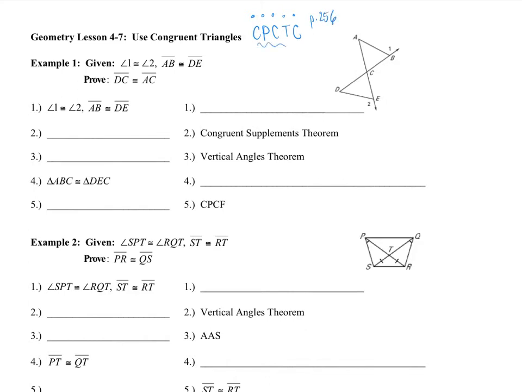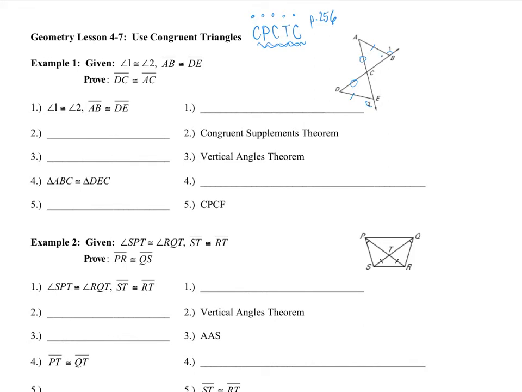and there's an explanation of this, and you can go ahead and read the first example and write out the entire phrase. Now, given angle 1 is congruent to angle 2, and AB is congruent to DE, I want to prove that DC is congruent to AC.